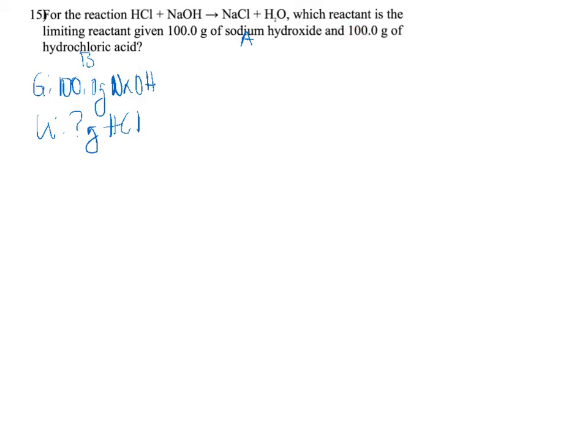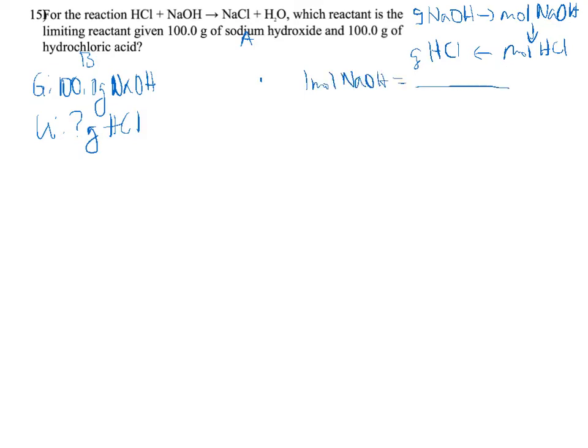Okay, so going ahead and trying to do our mole map here, we know that we're going to go from grams of sodium hydroxide into grams of hydrochloric acid, and that means that we have to go to moles of sodium hydroxide first, and then into moles of hydrochloric acid, HCl, and then we can go to grams of hydrochloric acid. So, of course, this is a three-step conversion. Our first one is going to be the molar mass of the sodium hydroxide. So 1 mole of NaOH equals blank grams.